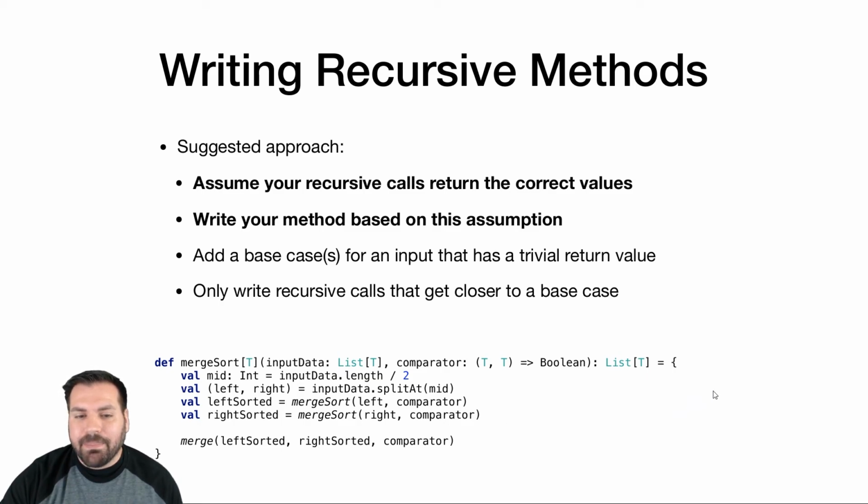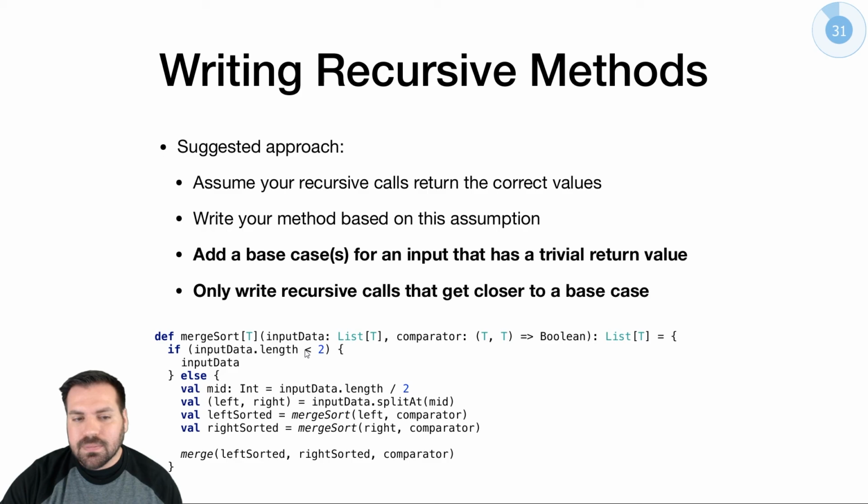Now we have to add a base case that's some trivial input-output behavior where I know the output without really thinking about it. If the list is length less than 2, I can just return it. It's already sorted. It's either the empty list or a list with 1 element. Either way, it's a trivial input-output. On this input, if this is true, the output is ridiculously easy to compute. I'm just going to return the input.